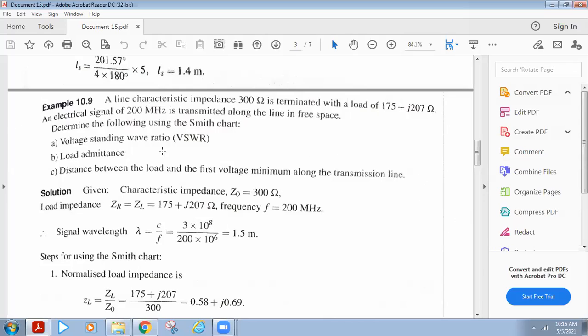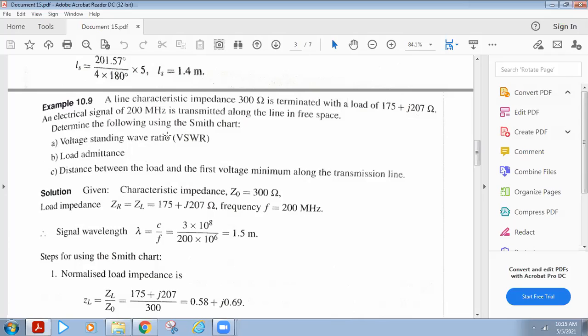What is given here? Characteristic impedance of 300 ohms, load impedance 175 plus j207 ohms, and the electrical signal frequency is 200 megahertz, the input signal frequency.